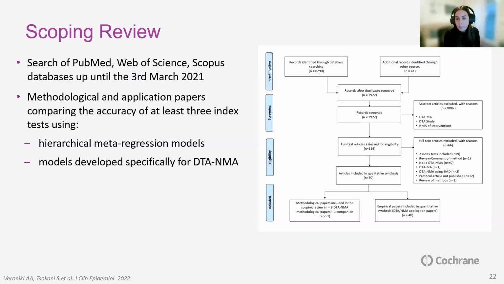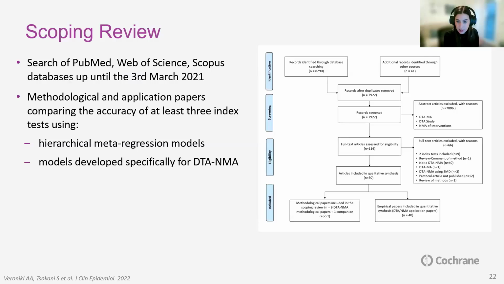Therefore, to capture these advancements in these fields, we conducted a scoping review. We searched PubMed, Web of Science, and Scopus databases up until the 3rd of March 2021. Our aim was to identify both methodological and application papers that reported a model that was developed specifically for network meta-analysis of diagnostic tests, that is DTA-NMA, or they used the hierarchical meta-regression method to compare at least 3 index tests, and I'm going to explain this further in the next few slides.